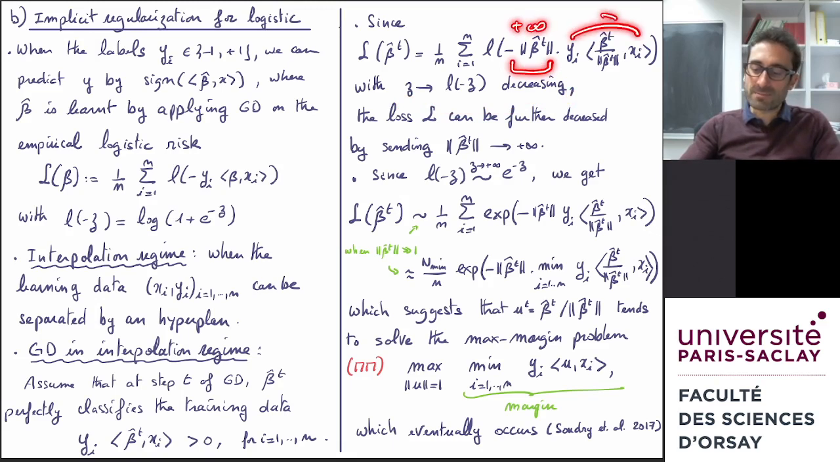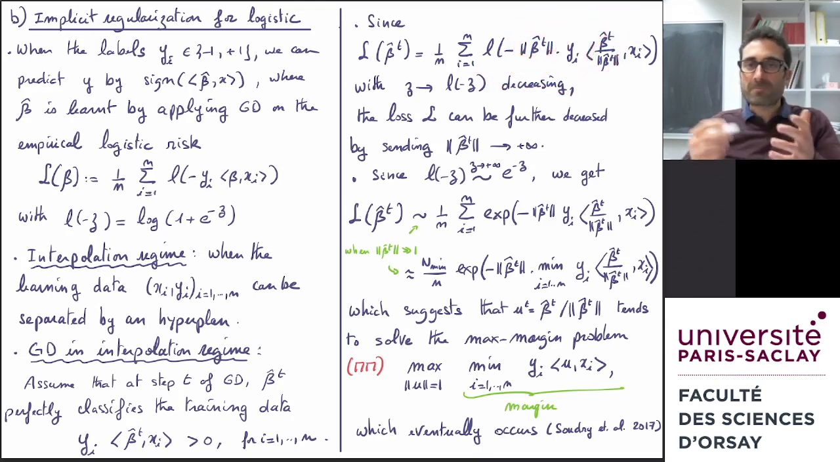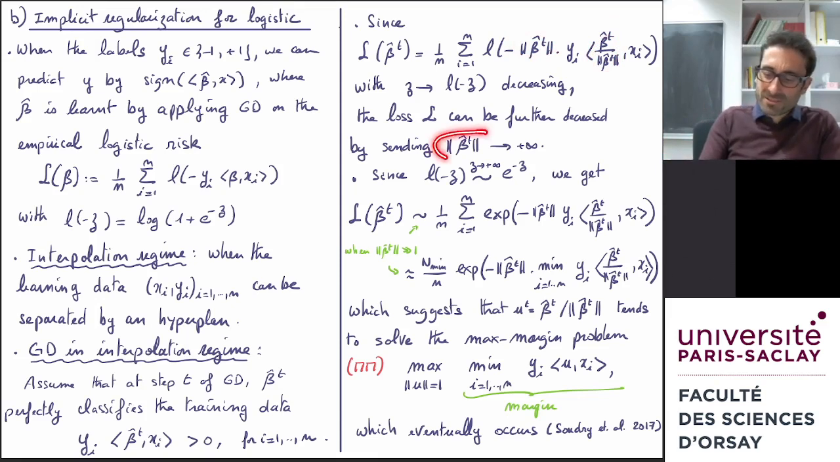And since this is positive, all of this will go to 0. Okay? So you can send your loss to 0 just by sending this to infinity without changing this. So you can imagine that gradient descent will send the norm to infinity in order to have the loss going to 0. So let us assume that this norm is going to infinity, which looks natural.